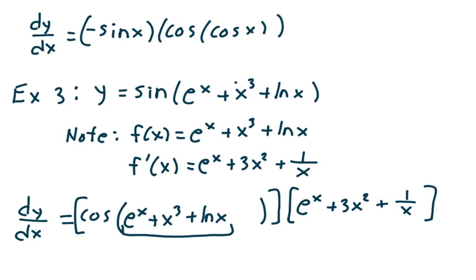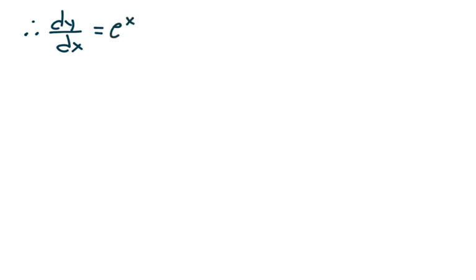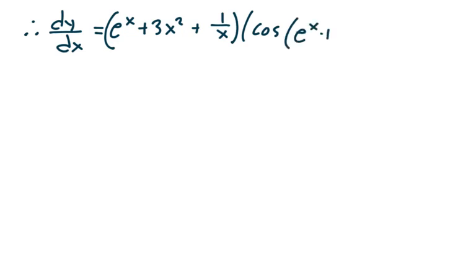And I would just rewrite it this way. Therefore, dy/dx is equal to e to the x plus 3x squared plus 1 over x, and I'm going to take that quantity times cosine of e to the x plus x cubed plus natural log of x. And you can exaggerate it to make it however you like. That inside function, as long as it's differentiable, we should be able to do this.